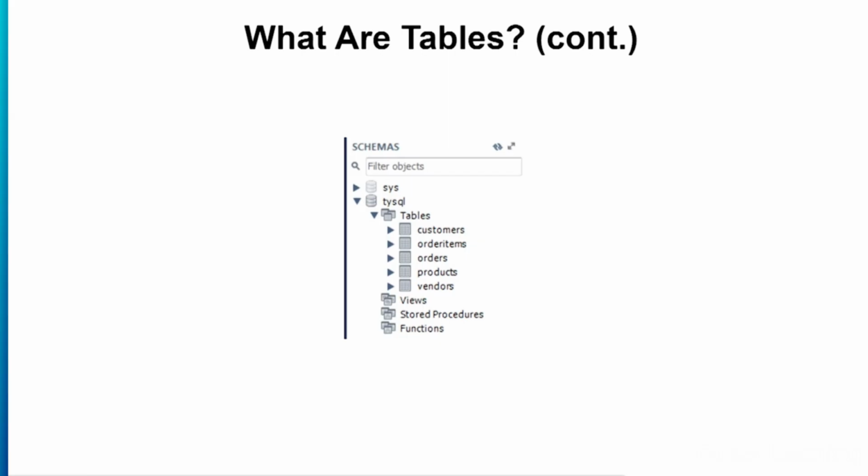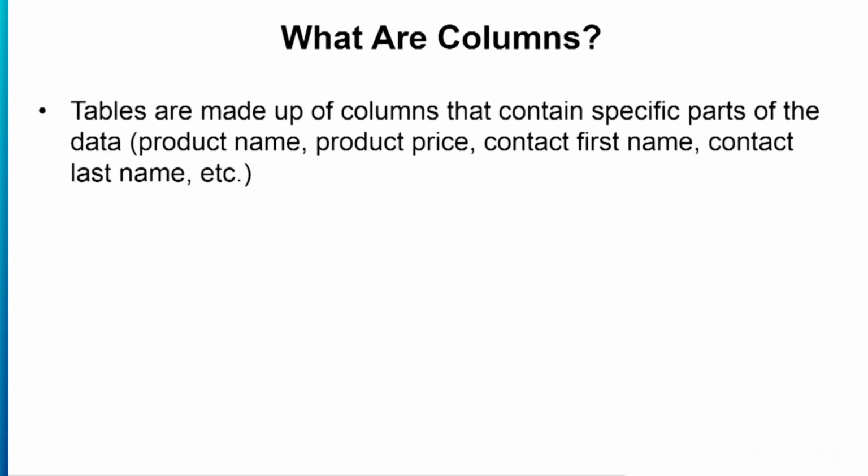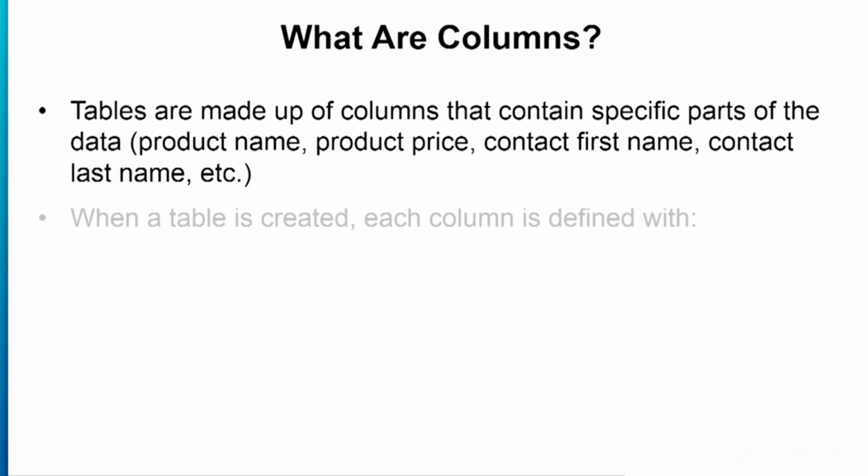Here you can see there's a table for storing customers, a table for storing orders, a table for storing individual order items, and so on. Within the table, there are columns. And columns are the specific parts of information that are stored. So in a product table, you might have a column for product name, price, vendor, and so on. And in a contact table, you'd have individual columns for first name and last name.